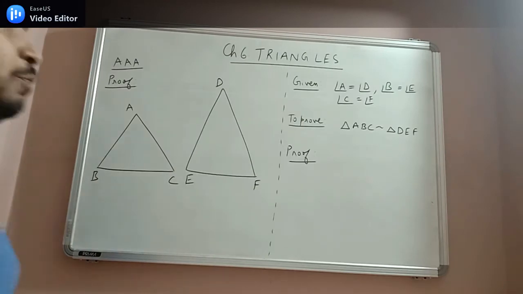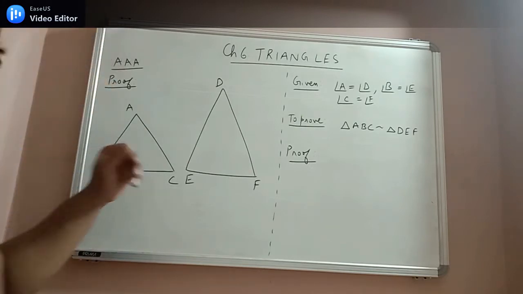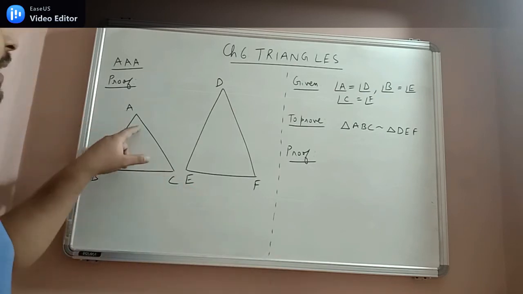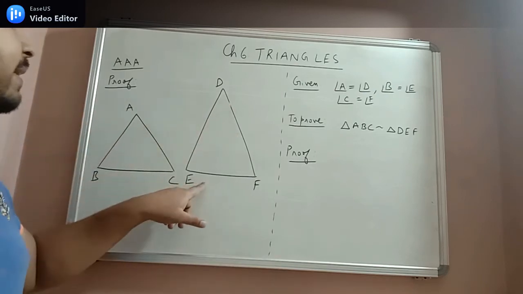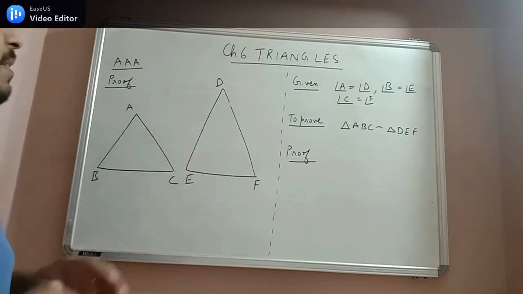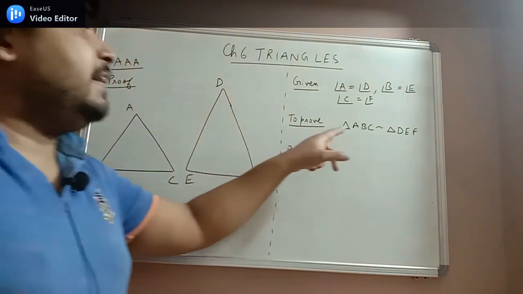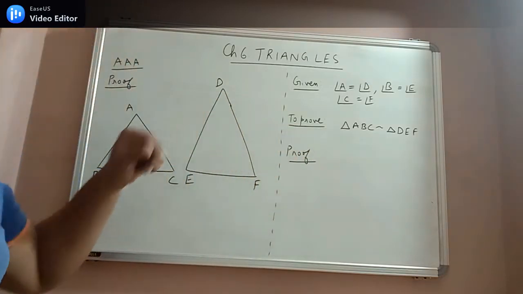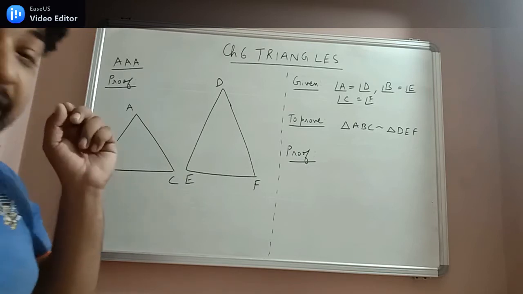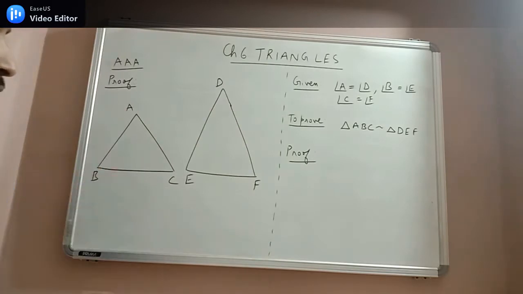Alright, now let's try to prove the AAA criteria. We are given two triangles ABC and triangle DEF, in which angle A equals angle D, angle B equals angle E, and angle C equals angle F. The corresponding angles of these two triangles are equal. We need to prove that these two triangles are similar. So if I am able to prove that the corresponding sides are proportional, then I am definitely able to prove that these two triangles are similar. So let's see how we can do it.